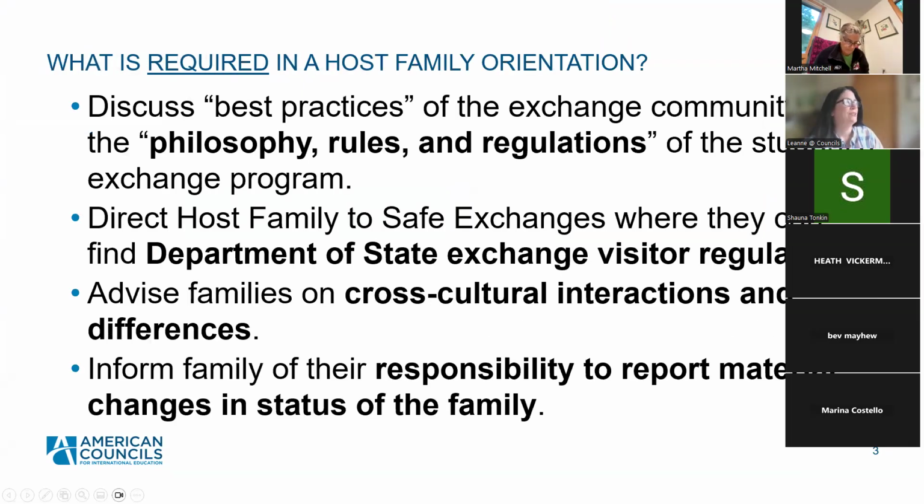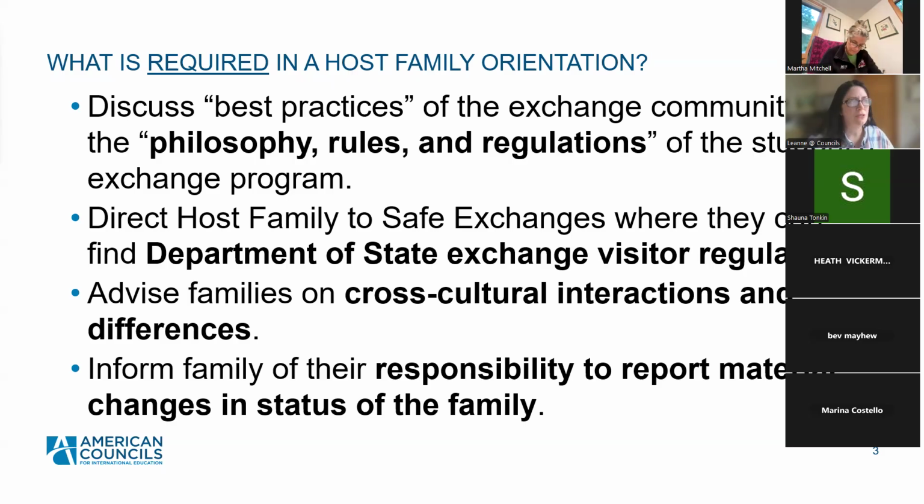So the first. What is required in a host family orientation? You're going to discuss the best practices of the exchange community, from the philosophy, rules, and regulations of the student exchange program. You're going to direct them to where to find the Department of State exchange visitors regulations. We're going to have that on Safe Exchanges under the documents so that you can find them directly there. It used to be that you would hand them a piece of paper with the regulations at the orientation, but this covers that regulation, that they're providing that information to them.